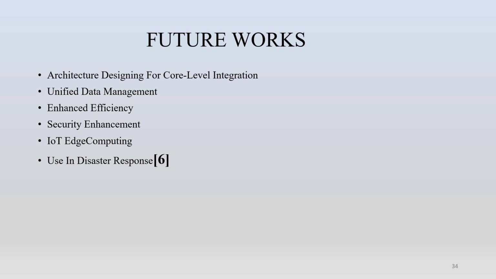We can add that this refers to designing architecture that can efficiently handle the processing and analysis of data at the edge of the network where IoT devices are located. This approach reduces latency, bandwidth usage, and dependence on centralized cloud resources by processing data closer to its source. So the last one is use in disaster response. That is, designing the architecture with disaster response in mind would involve creating a system that is resilient, scalable, and capable of handling emergency situations.